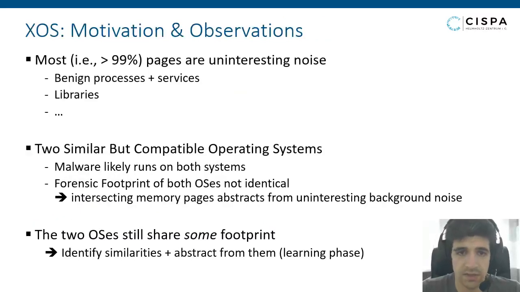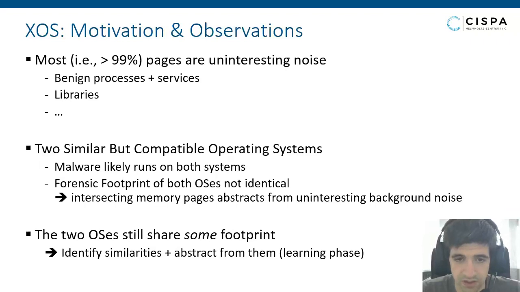So the very basic motivation and observations of this idea are as follows. First of all, as I previously mentioned, most of the pages in the memory dump are really uninteresting for us. We can basically consider them noise, right? So we have benign processes, we have services, kernel code, libraries, device drivers, and so on. They are not interesting and completely useless for us in terms of generating a signature for the malware.